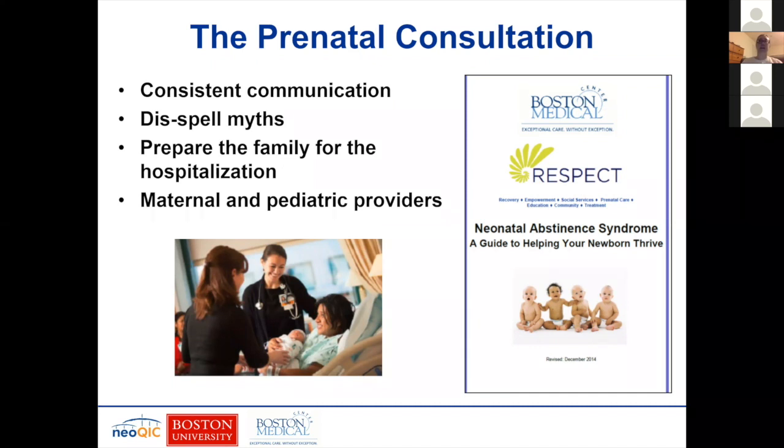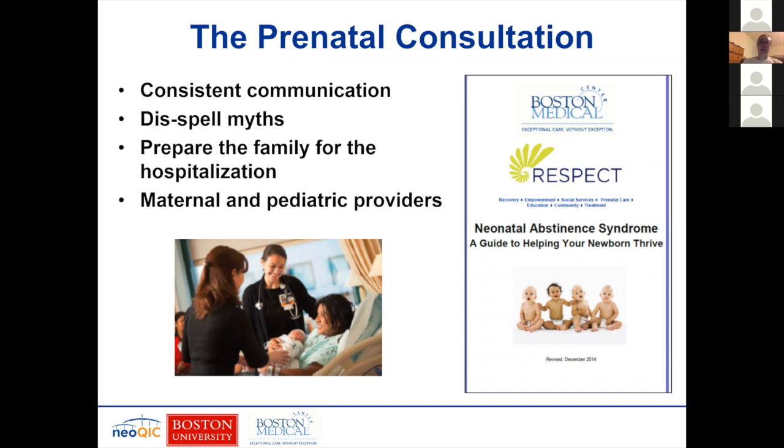The person doing the consult can really be anyone that has the information. At our institution, it's actually the obstetricians within our clinic that do the consult. In many places, it's a pediatrician who's going to be taking care of the baby. But I think the most important part is, no matter who it is, that the communication is consistent, and that you're giving them the same message.